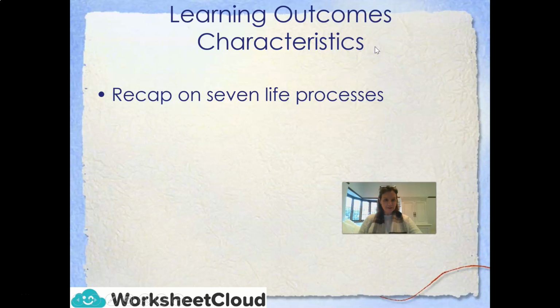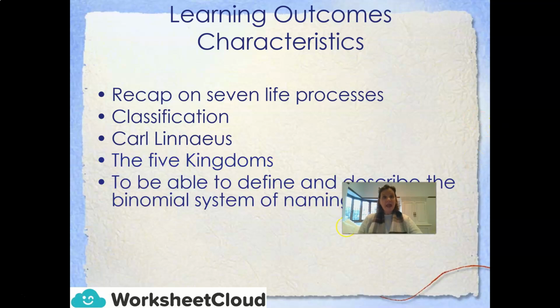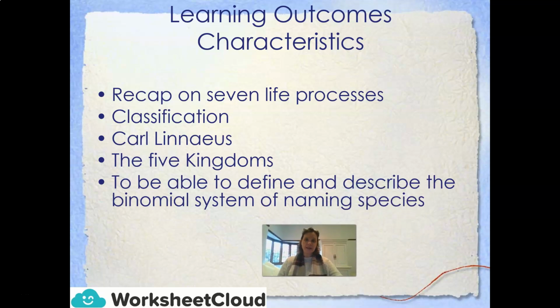So what are we learning today, Grade 7s? We're going to do a basic recap on the 7 life processes quickly, just to make sure you know what something living is. We're going to look at classification, and in doing so, we're going to look at Carl Linnaeus. We're going to look at the 5 kingdoms, and by the end of this lesson today, you will be able to define and describe the binomial system of naming species, as well as looking at different examples that I show you.